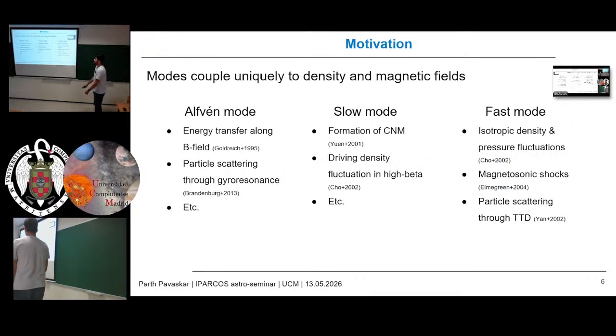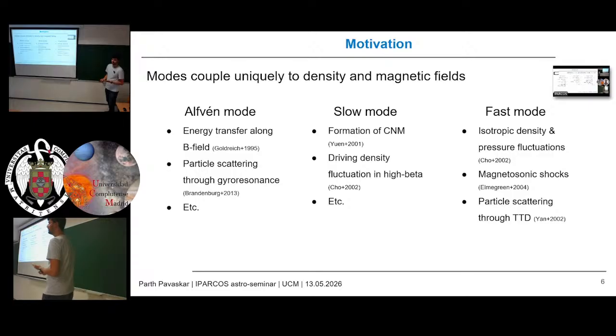Like I said, the major motivation of this is to observe compressibility, but that is not it. We know from simulations that turbulence, when made up of different energy fractions of these modes, has different properties and can help with different processes. For example, Alfvén mode turbulence is more efficient at transferring energy along the magnetic field. This is especially important in systems like the solar wind, where you have a clearly defined magnetic field direction, and you have an anisotropic interaction with particles, right?